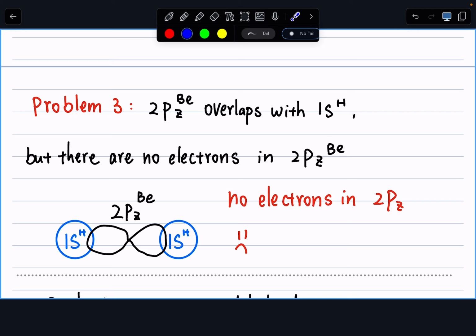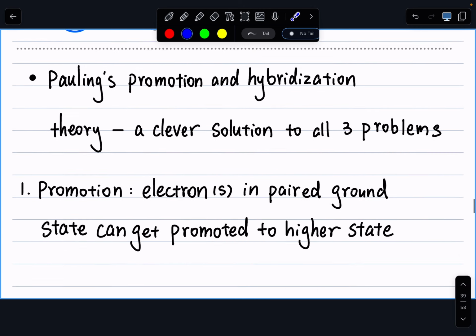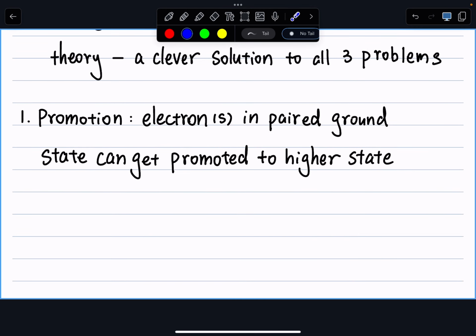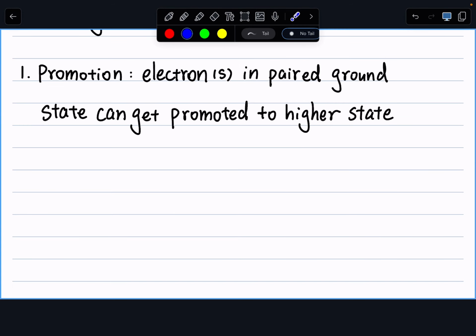So in order to solve these 3 problems, we end up introducing the hybridization theory. That's Pauling's promotion and hybridization theory. It's a clever solution to all 3 problems. So we can use the valence bond theory that tells us where the localized chemical bonds are. We'll start from the theory itself, and then we'll see the application of the theory. So the theory itself is saying, well, it's promotion and hybridization. When we say promotion, we're saying electrons in the paired ground state can get promoted to a higher state.